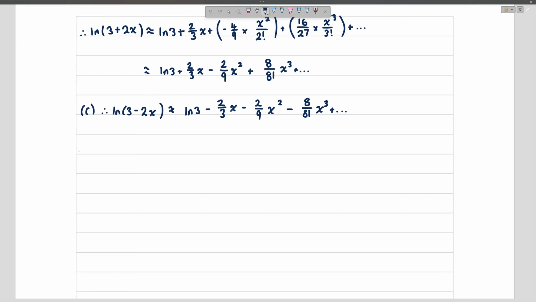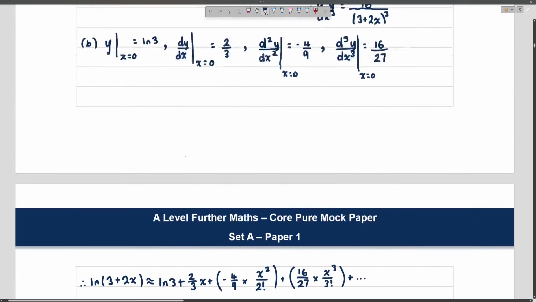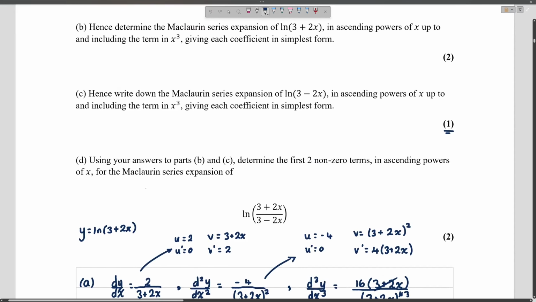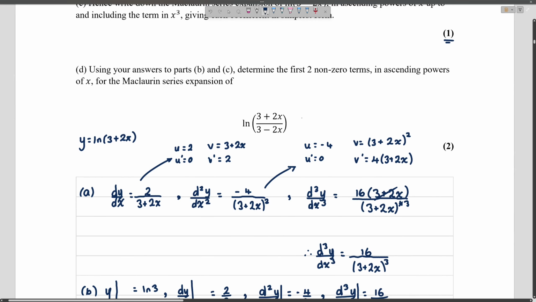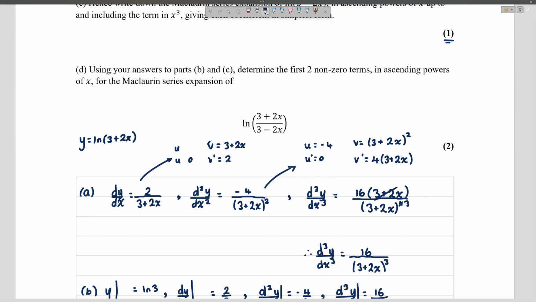And then finally for part D, the very last part of this question. What does it want us to do here? It says using your answers to parts B and C, determine the first two non-zero terms in ascending powers of x for the Maclaurin series expansion of the following. So let's quickly erase all this, just so it hopefully doesn't cause confusion.